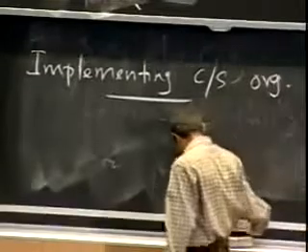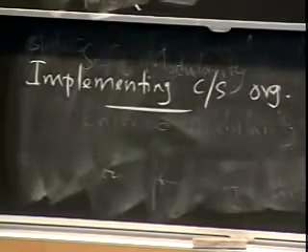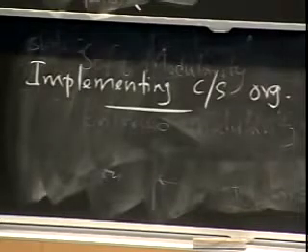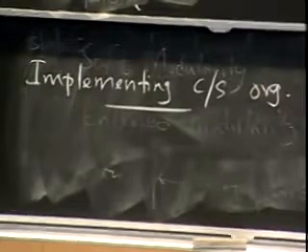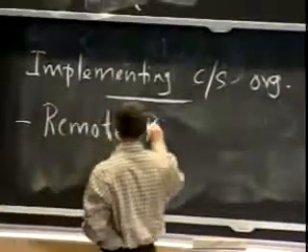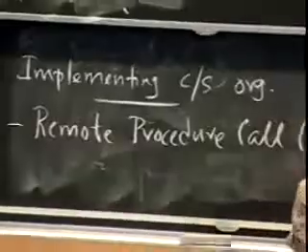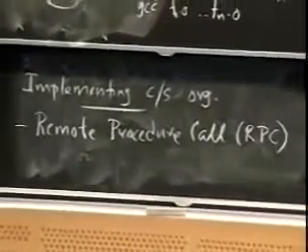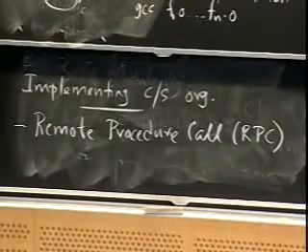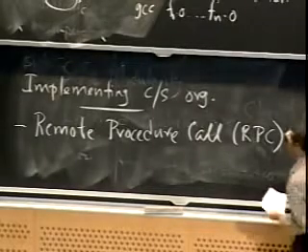So there are many ways to implement client service organization, and all of them involve different ways in which messages are sent between client and service. A common and pretty standard way of implementing it is something called a remote procedure call. There are many examples of remote procedure call systems. One of the most common ones is something called the Sun remote procedure call system, or Sun RPC. That's one example. There are many other examples as well.